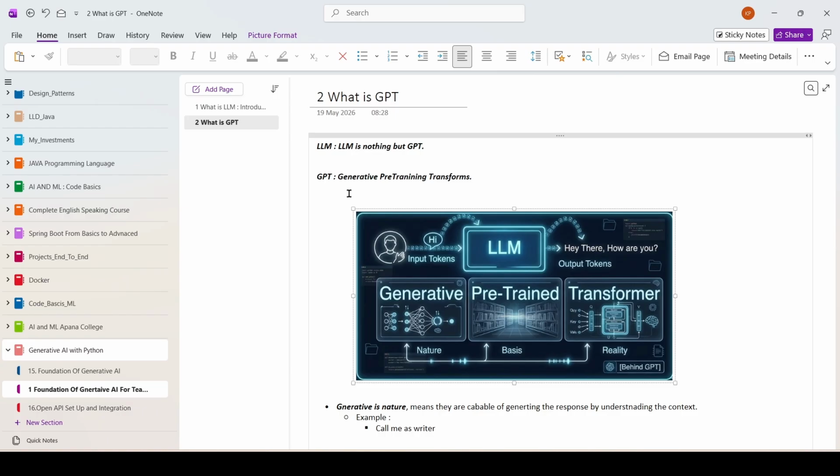Similarly, Google has created their large language model. They named it Gemini. Anthropic came up with their large language model. They named it Claude. So I hope it is clear how the name GPT came into the picture, and this is a word we can see in many places nowadays.